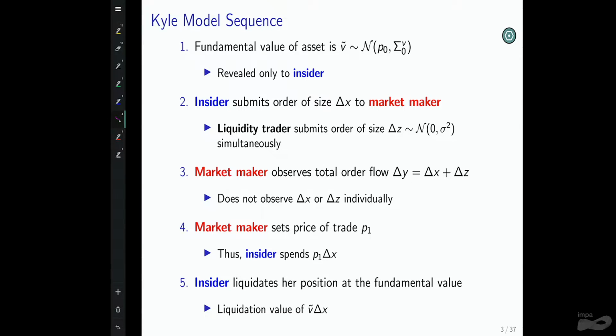The market maker observes the total order flow, which we're going to call delta Y. So the market maker does not observe delta X or delta Z independently. They only observe the combination. Then the market maker sets the price of the trade, P1. Of course, the insider himself spends P1 times delta X. And then after the insider has acquired this position, they liquidate their position, and so they earn a value of V tilde times delta X.